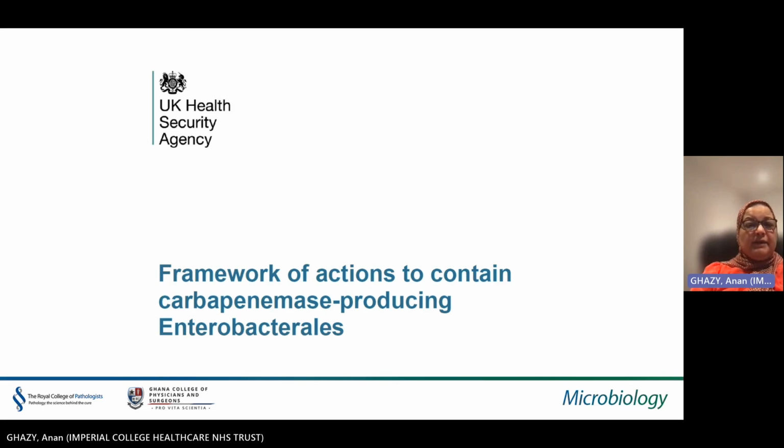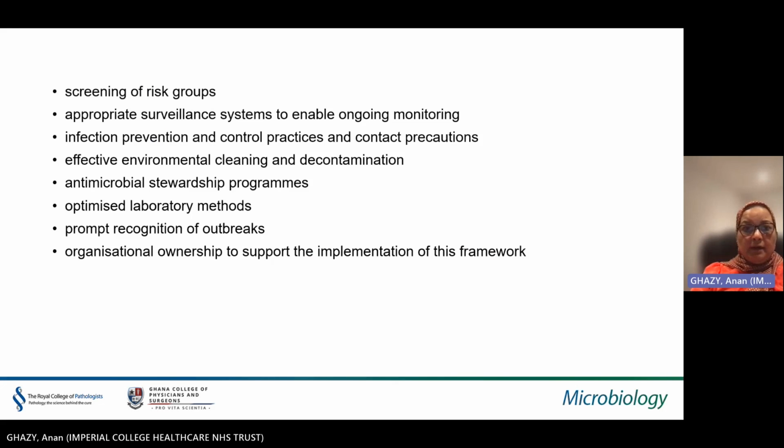UKHSA again put a framework to contain carbapenemase-producing Enterobacteriaceae, which shows that we should screen high-risk groups. We should apply surveillance to enable ongoing monitoring. We should have infection control practices and infection control precautions in place. We should have effective environmental cleaning and decontamination, an antimicrobial stewardship program, optimized laboratory methods, prompt recognition of outbreaks, and organizational ownership to support the implementation of this framework.